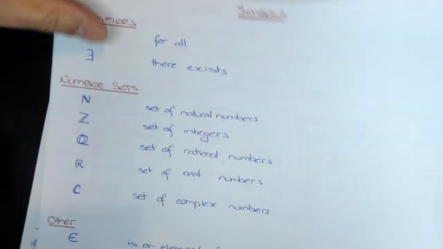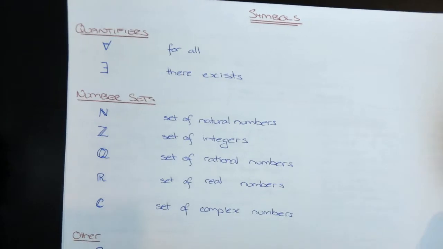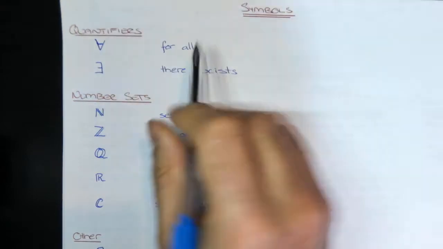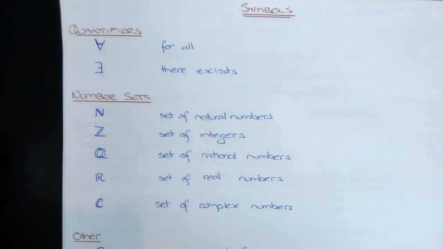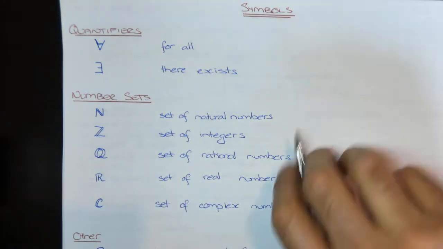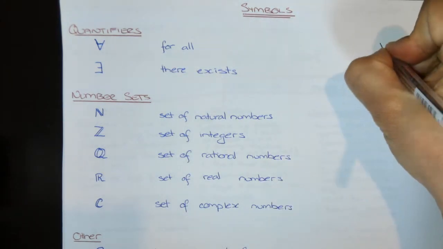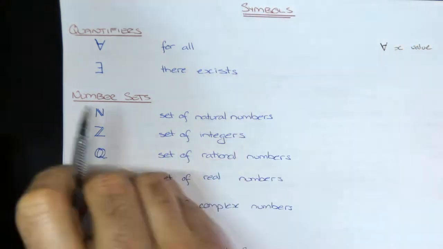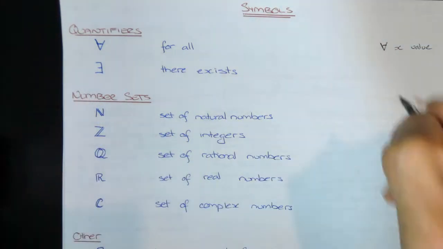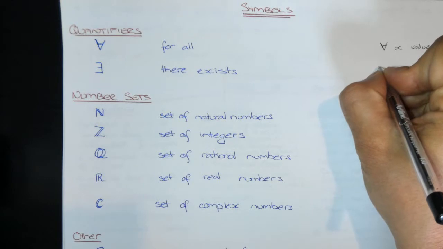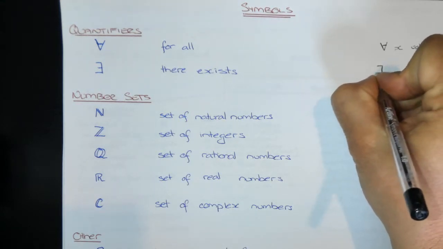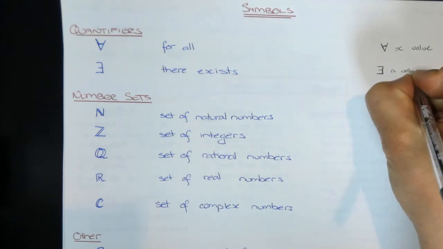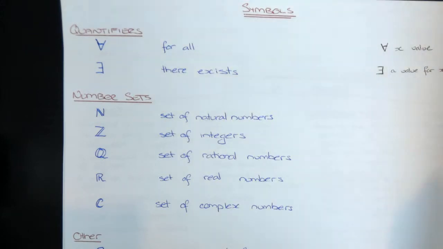Some symbols that we need to understand and get used to seeing are quantifiers. This upside-down A means "for all." For all of X would refer to all X values. The backward E stands for "there exists." There exists a value for X.